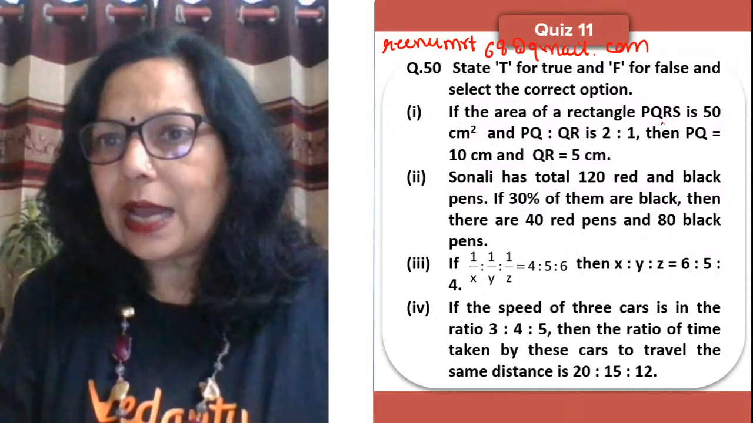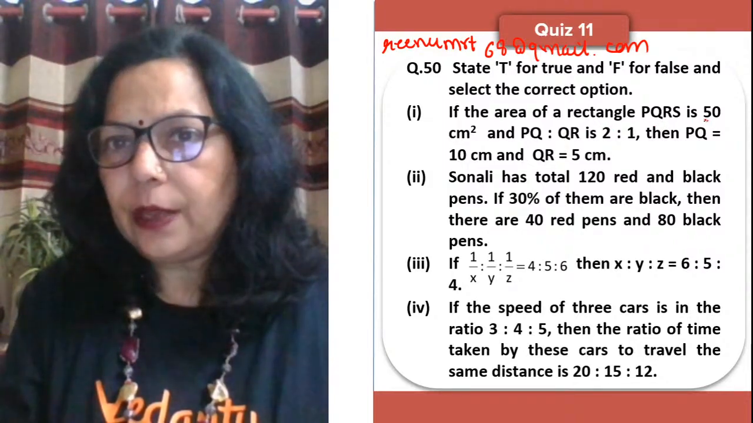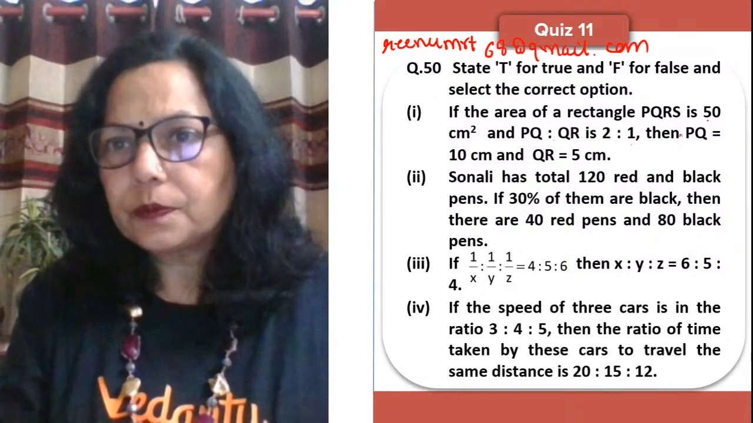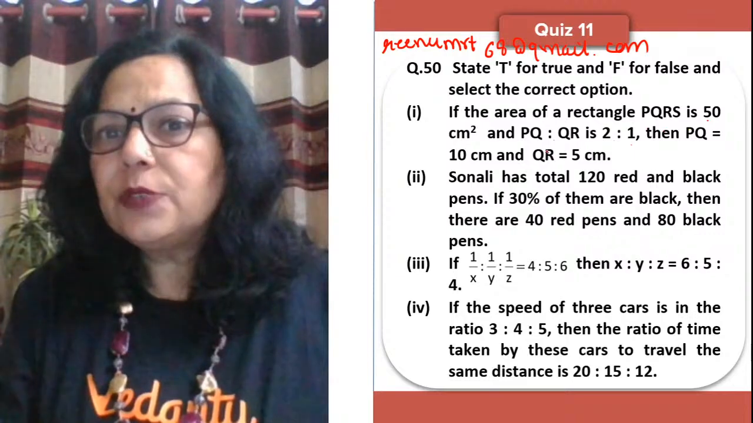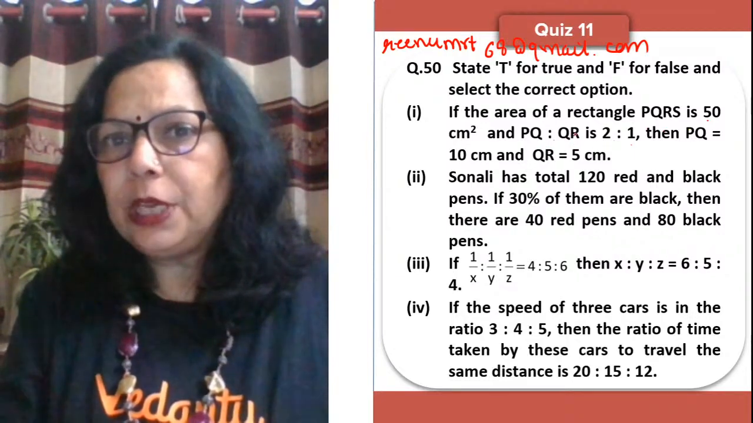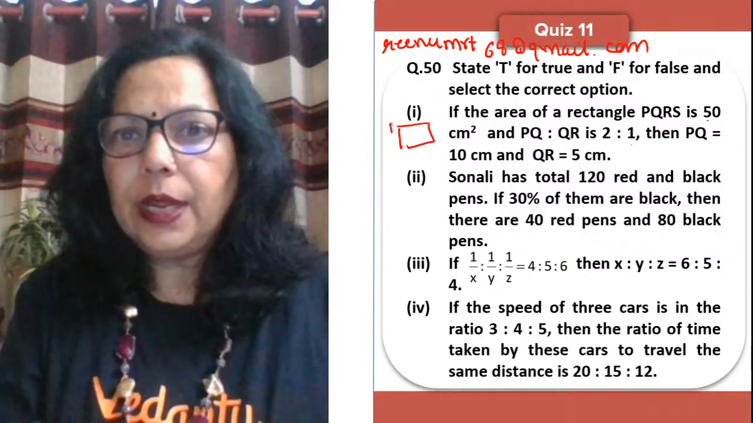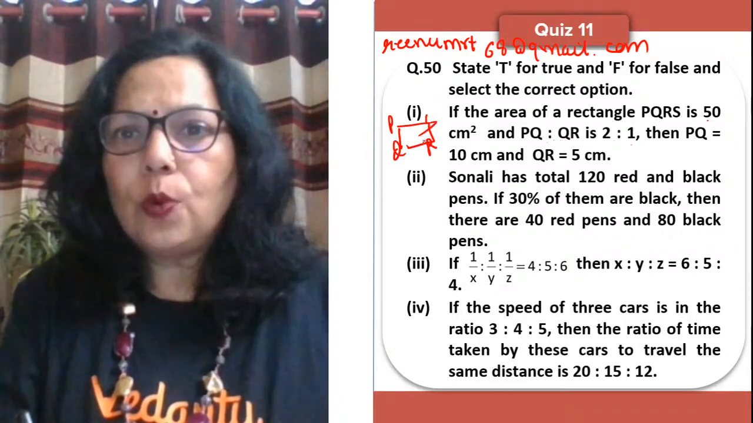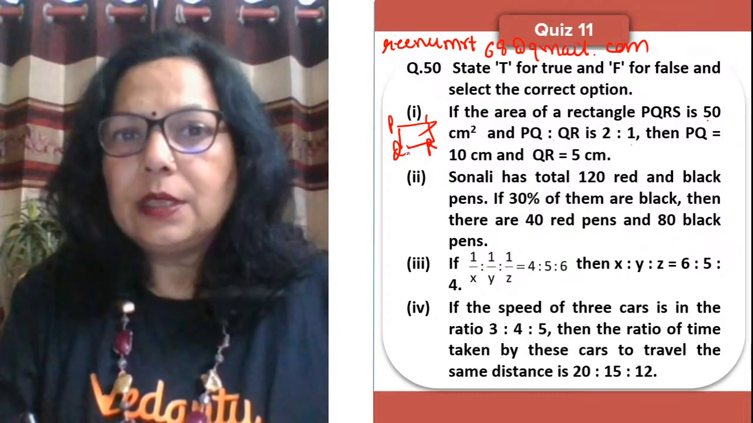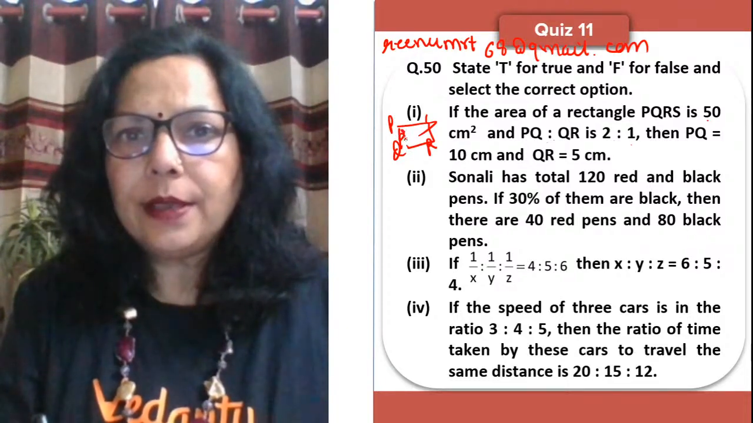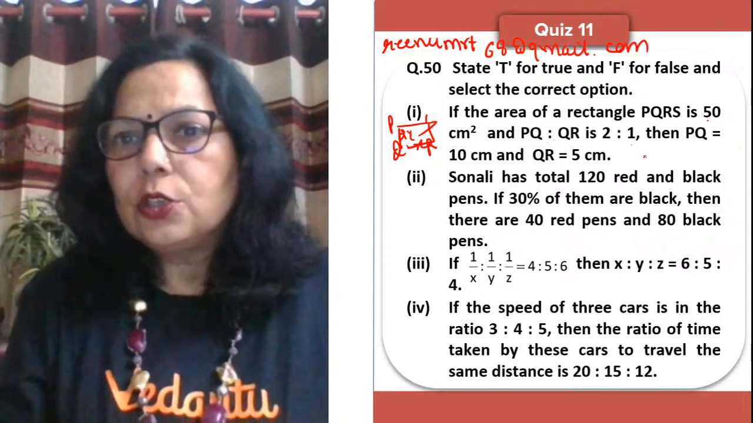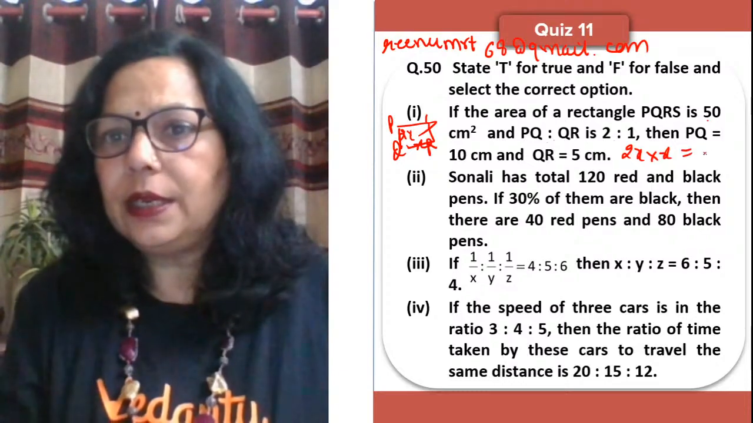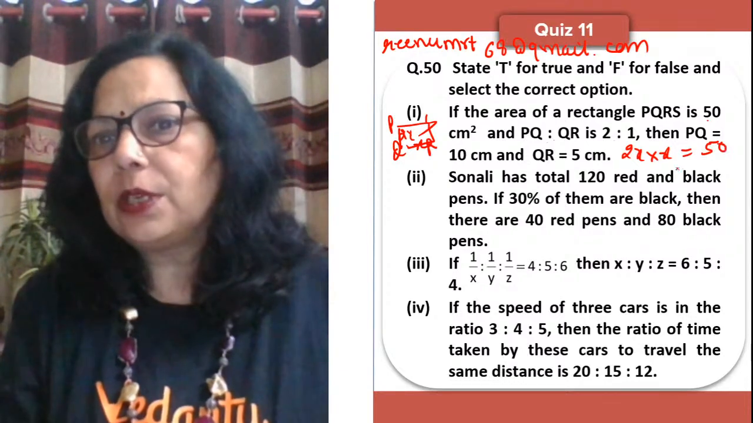If the area of the rectangle PQRS is 50 and PQ is to QR is equal to 2:1. The area is 50 and the ratio PQ to QR is 2:1, now make the rectangle, right? PQRS. If this is 2x, this is x, right? So 2x into x is the area of the rectangle. It is coming to be 50 centimeters square.